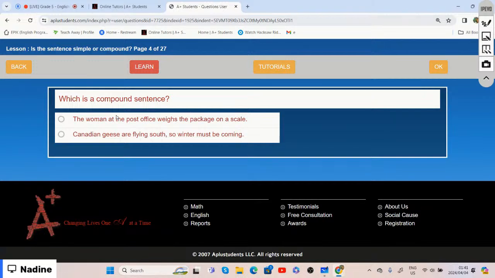Now we need to say which one is a compound sentence. A compound sentence consists of two simple sentences joined by a comma as well as a coordinating conjunction. It says, the woman at the post office weighs the package on a scale. Or is it the second option that says, Canadian geese are flying south, so winter must be coming? We need to choose the sentence that is a compound sentence. Option 1 or option 2?